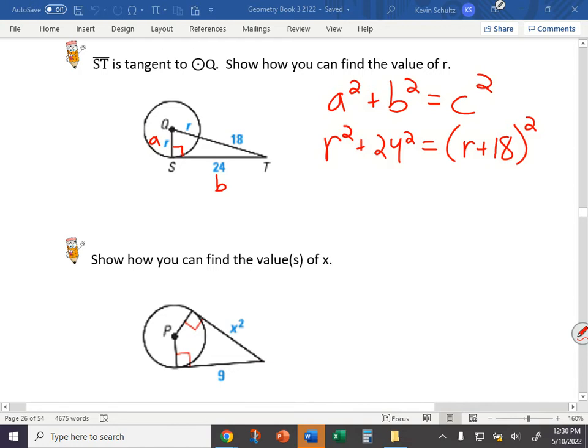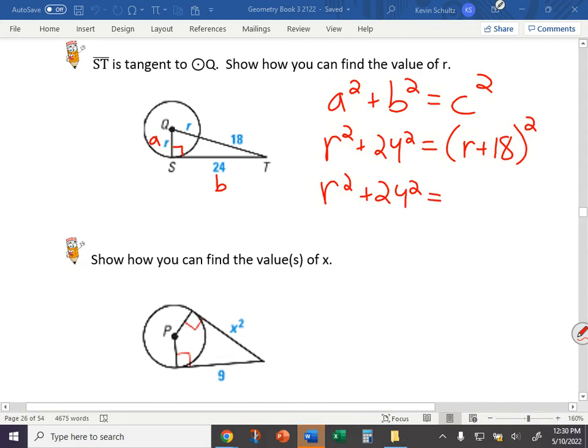Okay? Does everyone see where I got this from? This will be a question on your test, so knowing how to set this up. Do you understand why it's r plus 18? Do you understand why it's in parentheses? Do you understand why we're using Pythagorean theorem? Anything? We're all good? Okay. So our first step, we can't really do anything with the left side here.